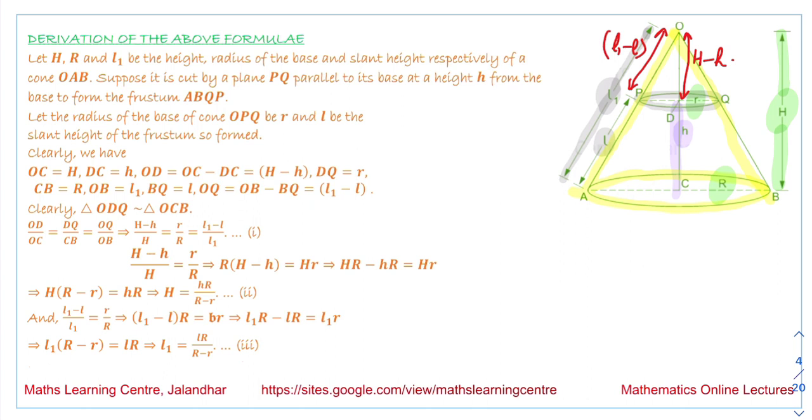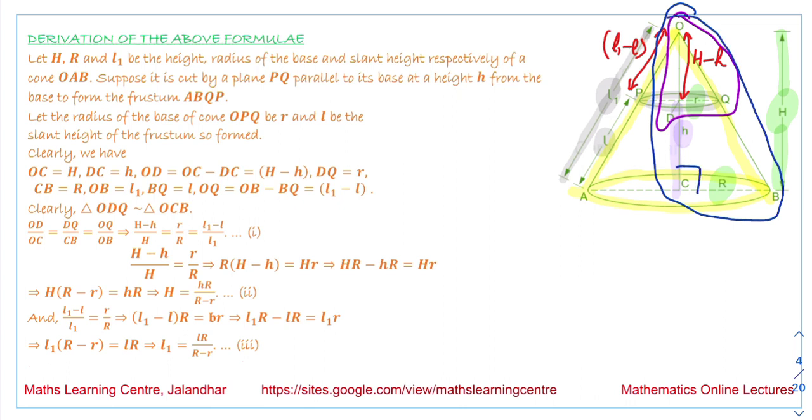Now if we look at the two triangles, one is the triangle ODQ and the second is the triangle OCB. We can see that the angle at C and the angle at D, both these angles are equal to 90 degrees. These two lines, PQ and AB, are parallel to each other. So these angles at Q and B are equal to each other.